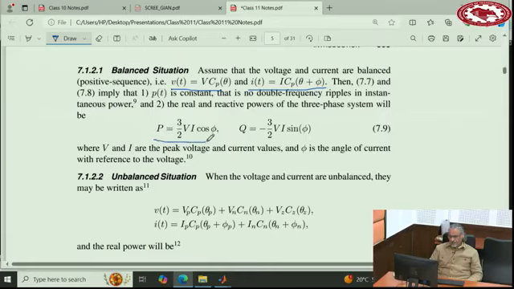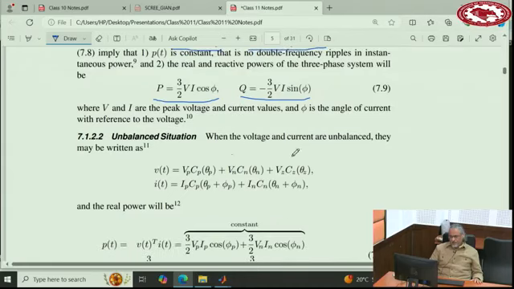And then the real power is this one, the reactive power is this one. So 3 times the single phase real power, 3 times the single phase reactive power without any pulsation. This is a fantastic situation. It's a very interesting situation.